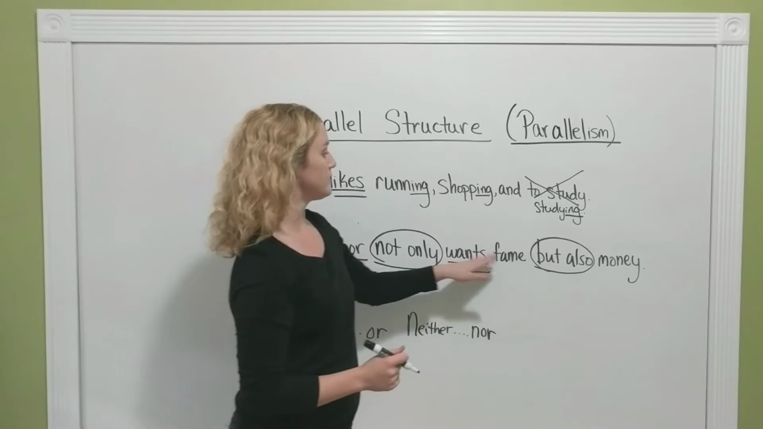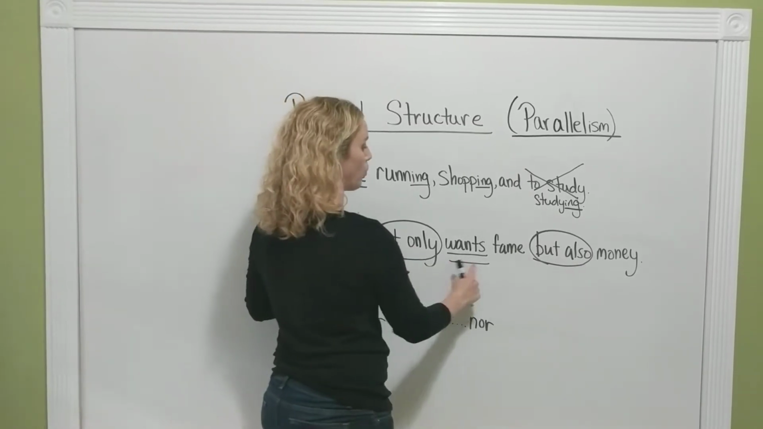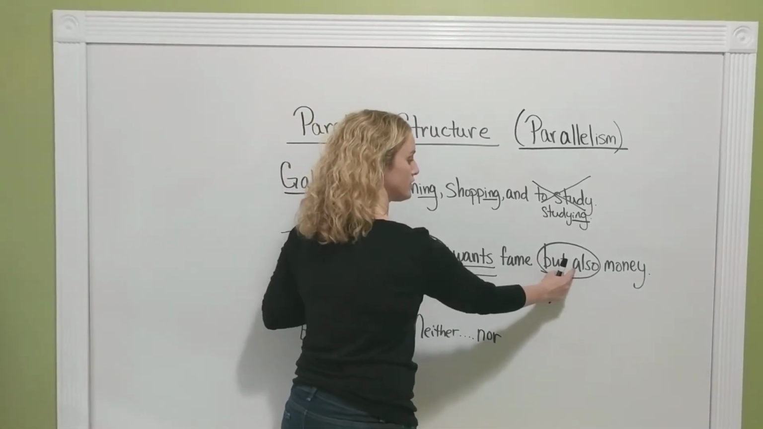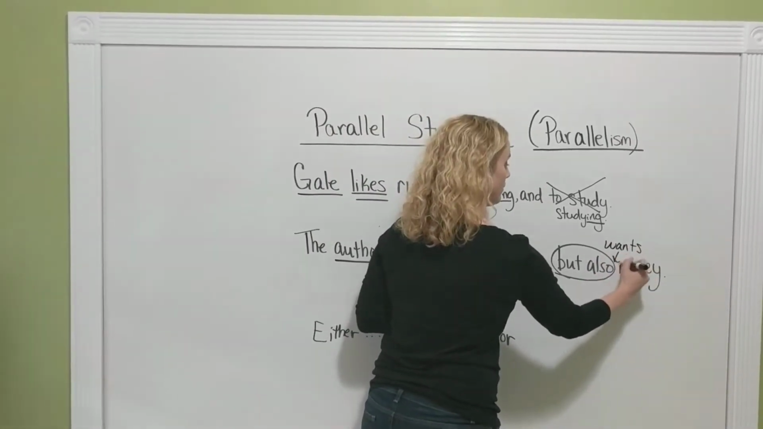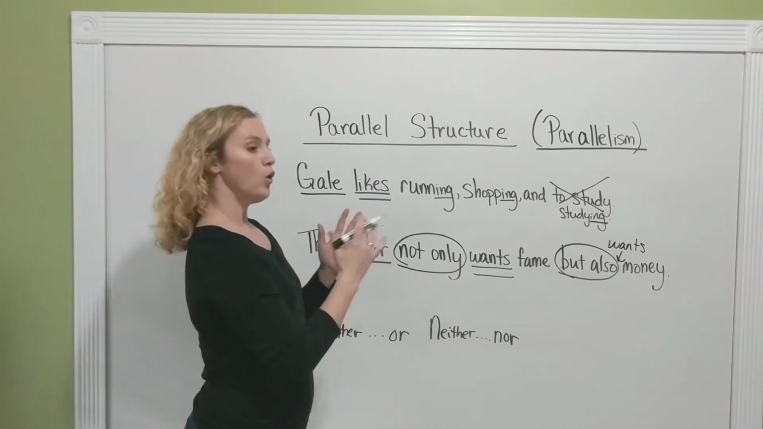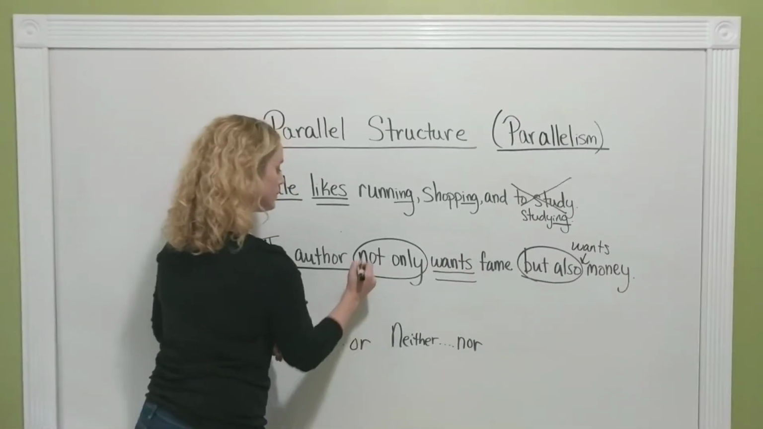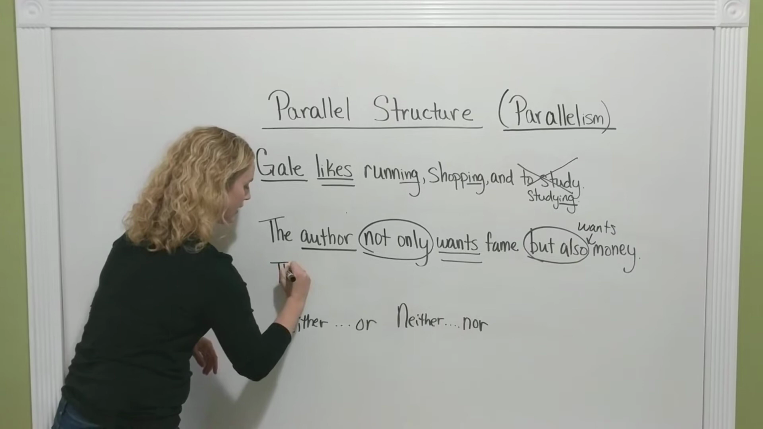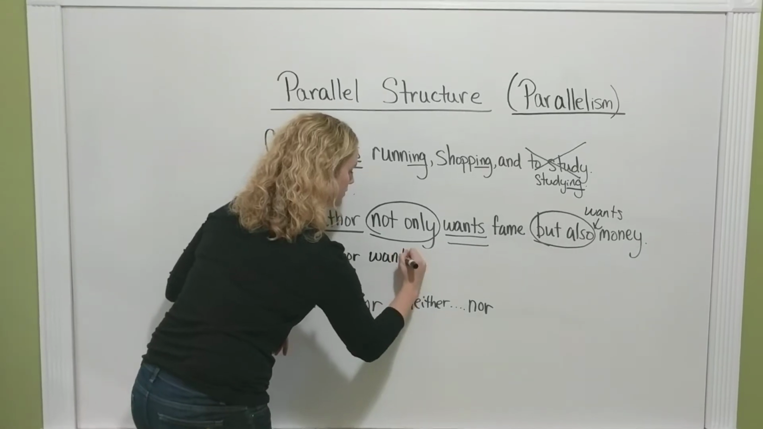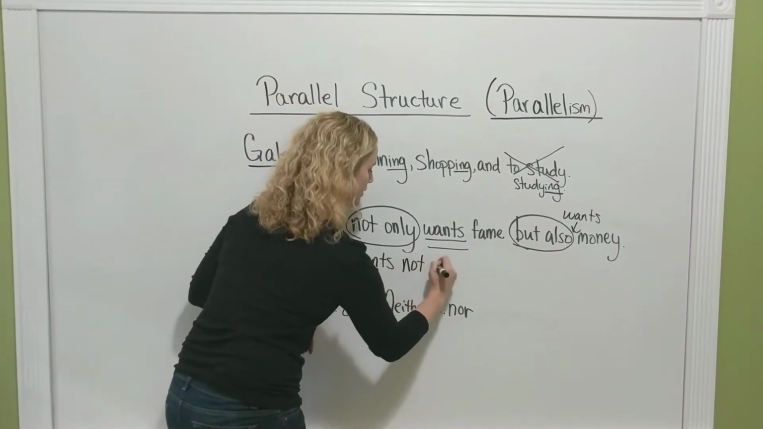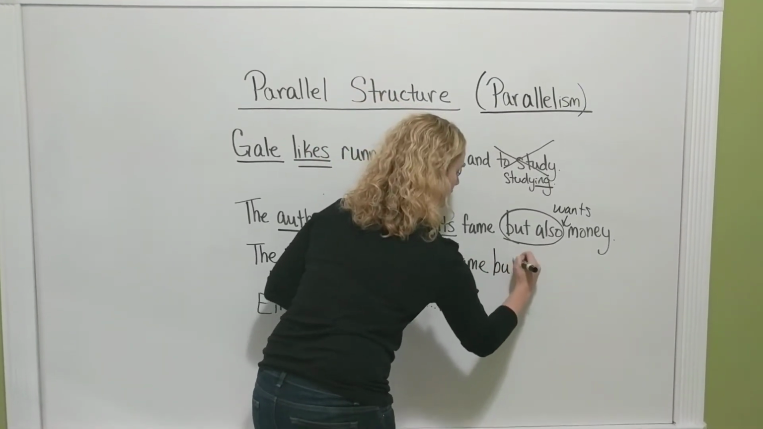So the author not only wants fame, but also money. The problem here is that what immediately comes after not only is wants fame, so what comes after but also needs to also have a wants in it, like not only wants fame, but also wants money. Or another way to fix this sentence is we can move our verb wants and put it right next to the subject. So we would have the author wants, and then we have our not only fame, but also money.